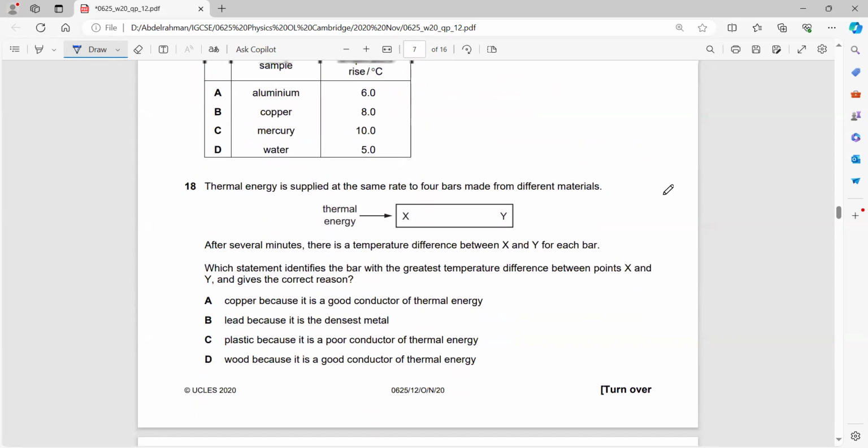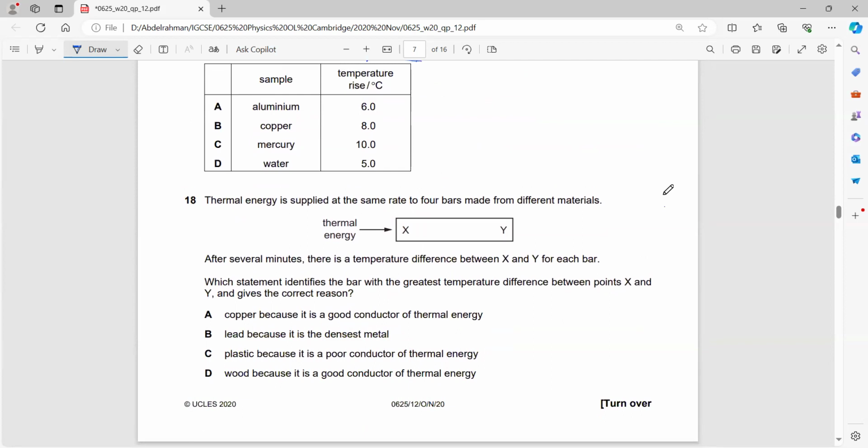Question 18. Thermal energy is supplied at the same rate to 4 metal bars. After several minutes, there's a temperature difference between X and Y for each bar. Which statement identifies the bar with the greatest temperature difference between points X and Y, and gives the correct reason?